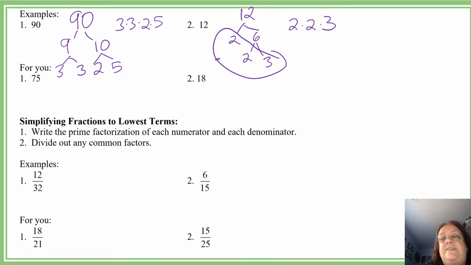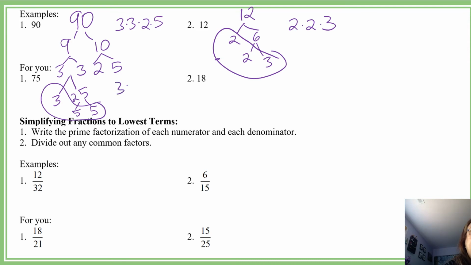Okay, 75. Well, if you don't see that it's divisible by 25, you can see that it's divisible by 5 just because it ends in a 5. If it ends in a 0 or a 5, it's divisible by 5. So divide that by 5 and you get 15. Now personally, I would see this as 3 times 25, and that's 5 times 5. So those are my factors. And 18 would be 2 times 3 times 3, because it's 2 times 9.